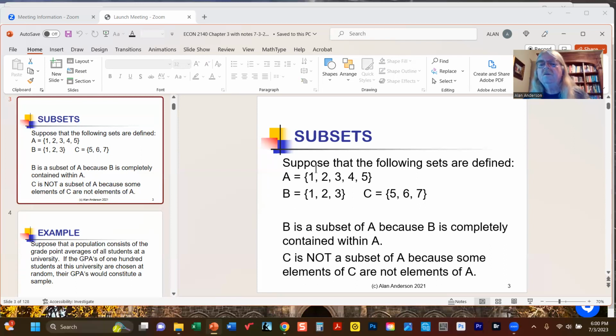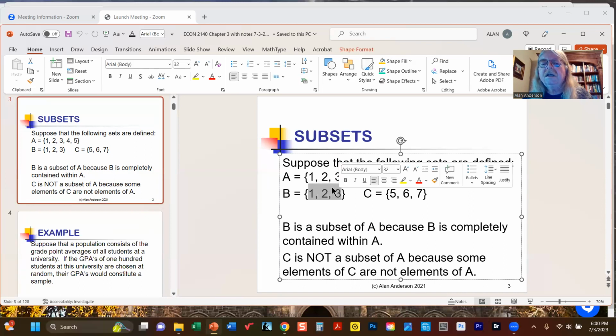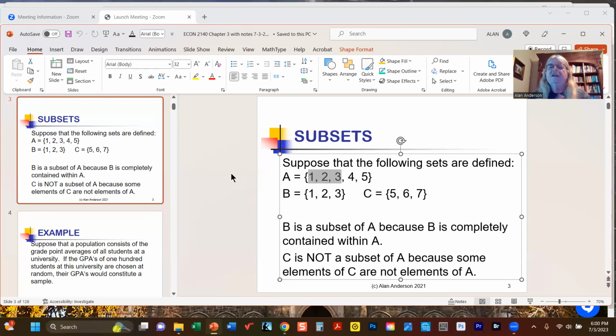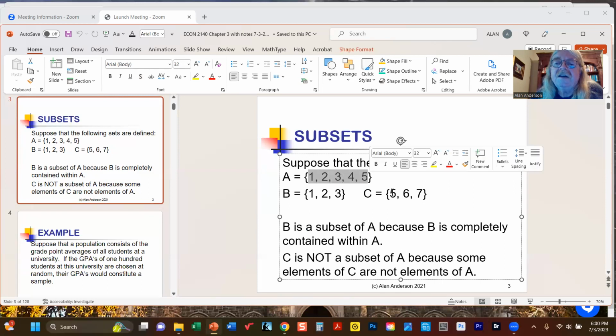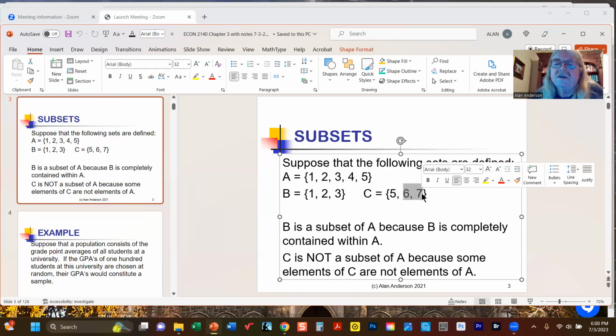Now, what does it mean to be a subset? Well, you can see that B could be defined as a subset of A because all the elements in B are also elements of A. So therefore, we say that B is a subset of A. On the other hand, the same can't be said for C because the 6 and the 7 are not elements of A. The 5 is, but the 6 and 7 are not. And so that means C is not a subset of A.